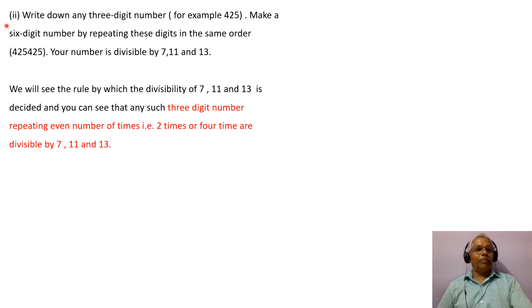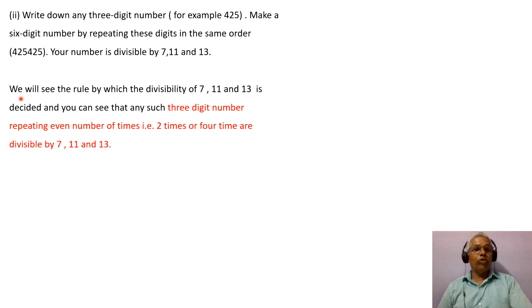And now the second example: write down any 3-digit number. Here we are taking example as 425. Make a 6-digit number by repeating these digits in the same order. So 425 and 425. Your number is divisible by 7, 11 and 13. Okay. So we will see this comment here.